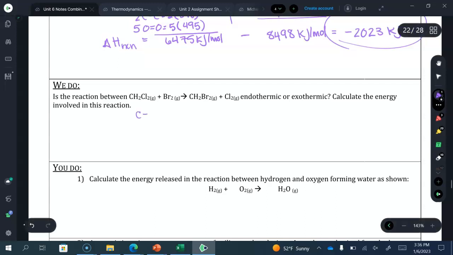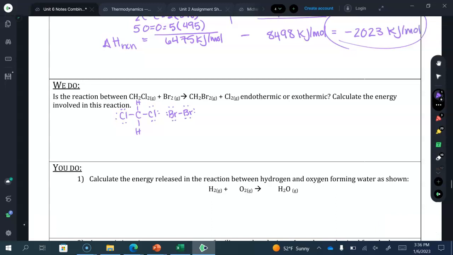And so drawing it out, you should get valence electrons around here. And then bromine is Br to Br with valence electrons. There's not a lot of room on this one. So we need to determine if it's endothermic or exothermic, and calculate the energy involved. Well, you need to calculate the energy to figure out if it's endo or exothermic. So here we go.